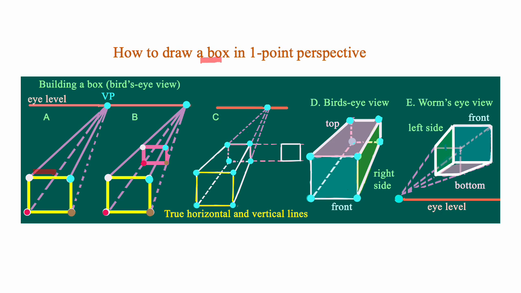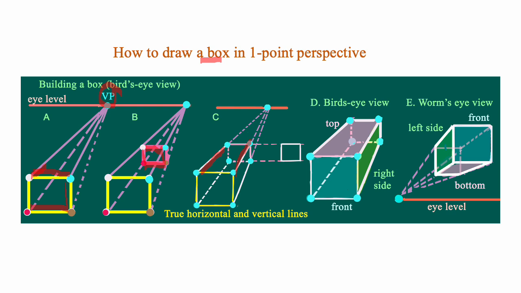So for 1-point perspective, the box has true horizontal and vertical lines. Connect each corner of this box to a vanishing point on eye level. Then draw another square within the same converging lines. And if you connect these two together, you get the box.